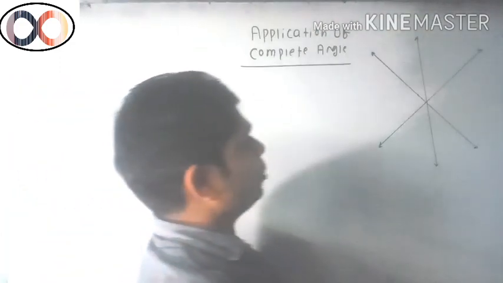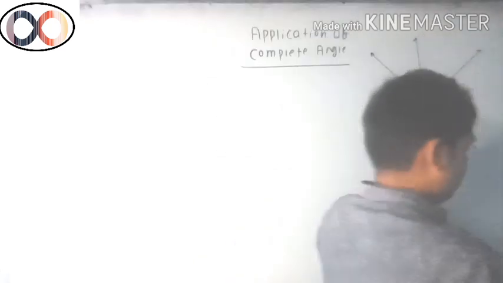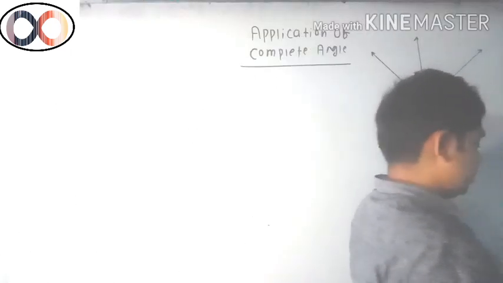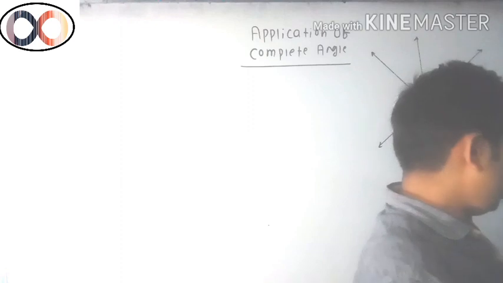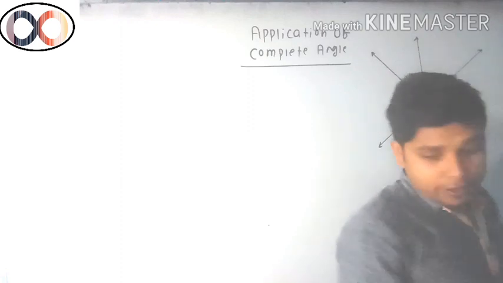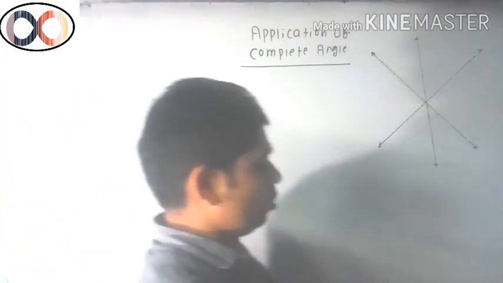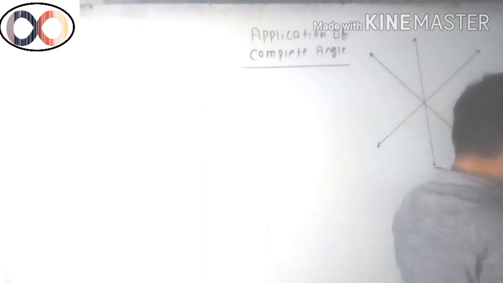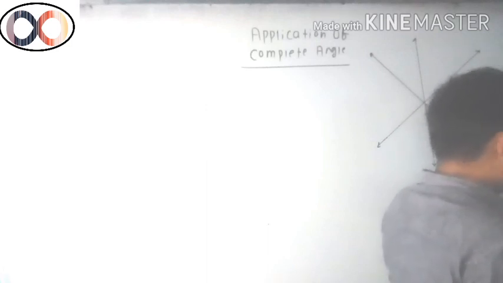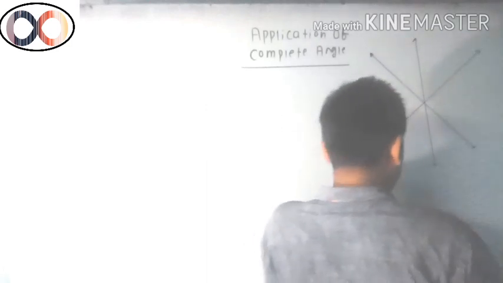We are going to discuss one of the questions from RS Agrawal, Exercise 4B. This is the old book. The figure is already given in the book, and the question is: in the adjoining figure, three coplanar lines.